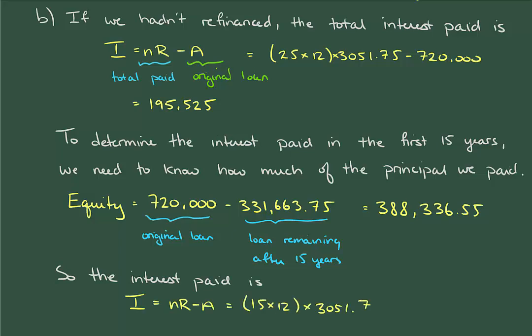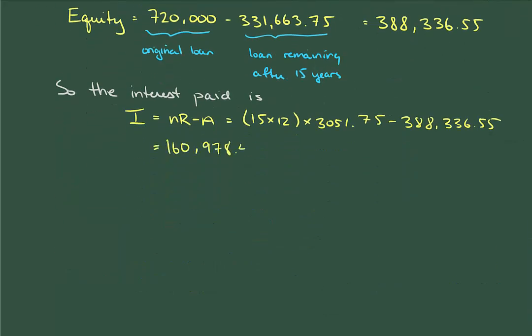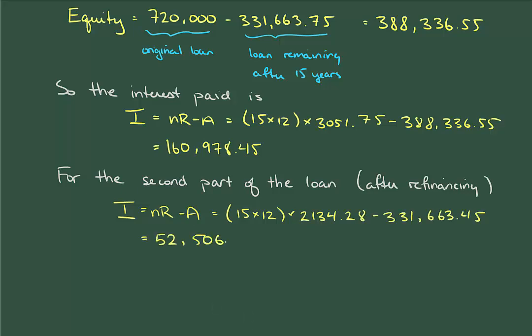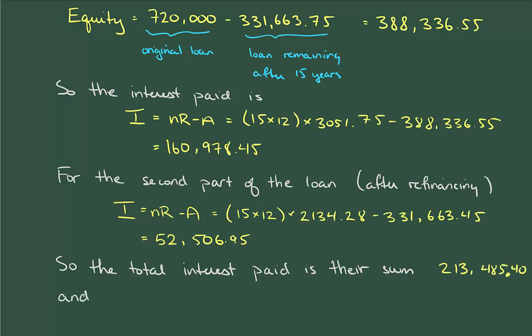So if we do this and we subtract our equity from the total paid, then we're going to get about $160,000. For the second part of the loan, after we've refinanced, we made 15 times 12 equals 180 payments at $2,134.28. So if we then subtract our total equity of the loan, that gives us another $52,000. So the total interest is thus the sum of these two numbers, and if you add them up, you get about $213,000. If we subtract what we would have paid in interest, that gives us about $18,000 more paid as a result of refinancing the loan.